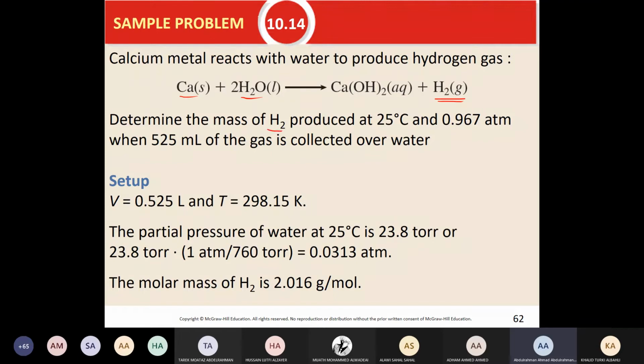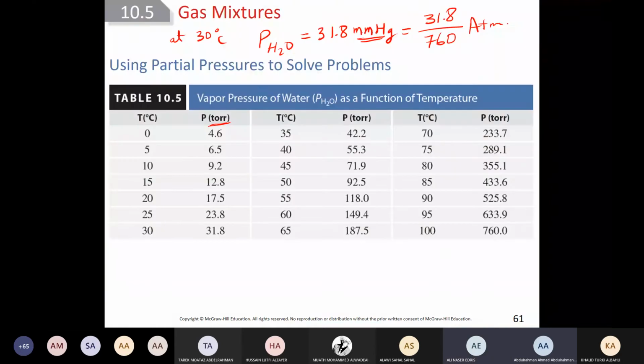Determine the mass of H2 produced at 25 degrees C and 0.967 atmosphere. What's this pressure here? The total pressure. What will be the pressure of H2O? What should you do? You should look at the temperature. And what should you do next? Go to the table and find the number. What is it?